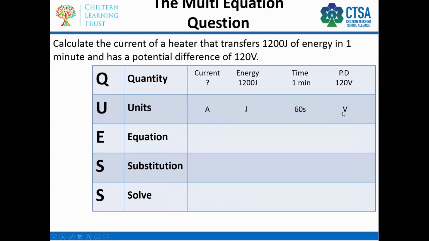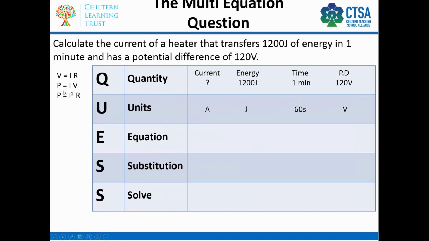Now the next thing we need to do is think about all the equations that allow us to calculate current. I think there are 3 that we use at GCSE: V equals IR, P equals IV, and P equals I squared R. They're all the different equations at GCSE we might use that include current, with I being the symbol for current. If I look at those, we don't have a value for resistance, and we've got no way of calculating resistance without knowing V and I. So we can't use P equals I squared R, and we can't use V equals IR. So that's going to leave us with P equals IV.